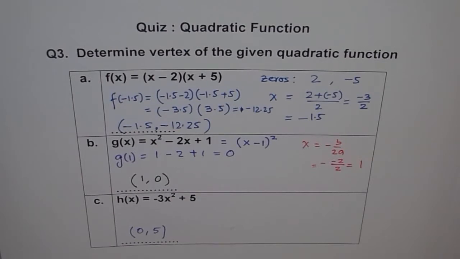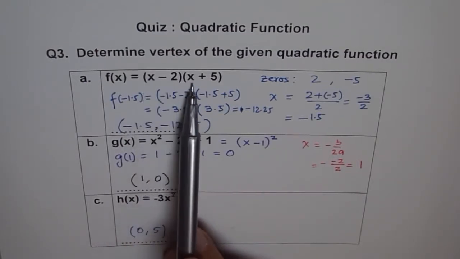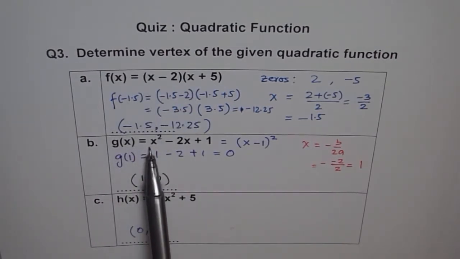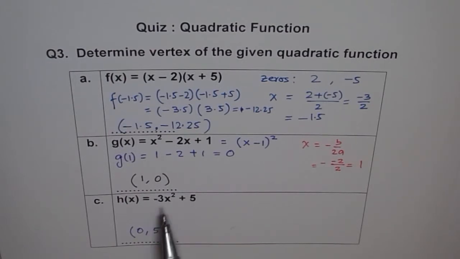Correct? Now let me ask you, here which parabola will open upwards and which will open downwards? If I multiply x and x, I get positive x squared. This opens up. Here the leading coefficient is positive, it opens upwards. Here the leading coefficient is negative, it opens downwards, right? Opens downwards. Okay, the question was on vertex. So these are our answers for vertex. I hope now you understand how to find the vertex from a given quadratic function. Okay, thank you.